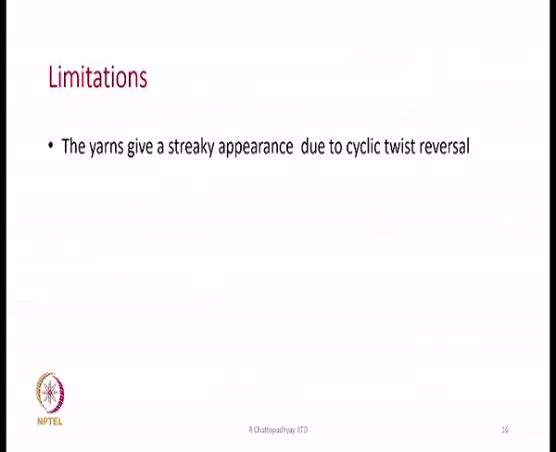The limitations are that the yarns give a streaky appearance due to cyclic twist reversal. One, individual strand twists are continuously reversing along the length of the individual strand. The ply twist is also continuously changing along the length of the yarn. So, you have SZ, SZ, SZ like that, it will continue, and hence the appearance of the fabric may be streaky.